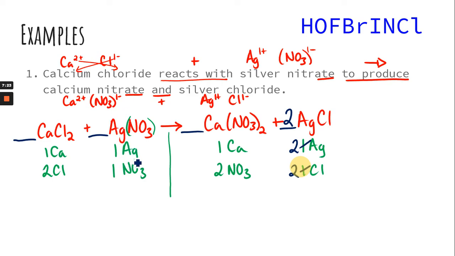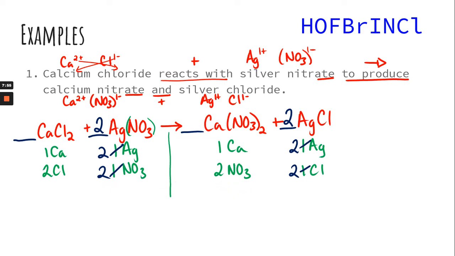So now I'm going to move on to my silver. 1 Ag, 2 Ag. Again, I'm going to go to the smaller value, which is 1, and multiply in order to make it equal to the bigger value. So I would put a 2 as my coefficient, and then everything in that compound gets multiplied by 2. So 2 times 1, 2 times 1. So I have 2 silvers, and then 2 NO3s, 2 NO3s.